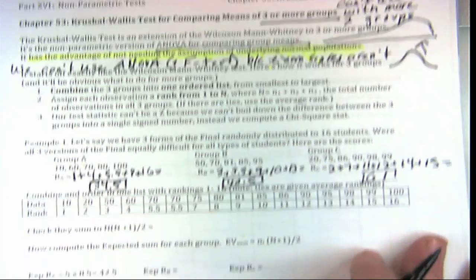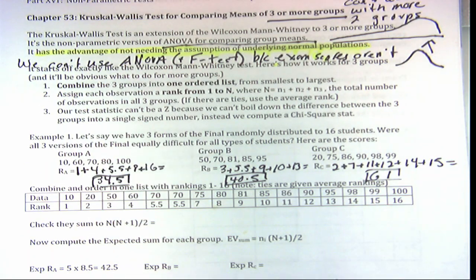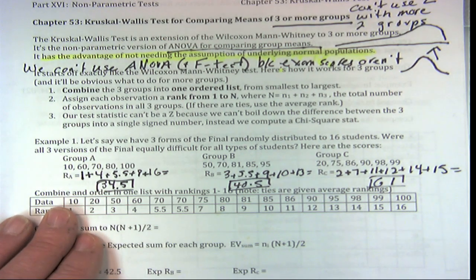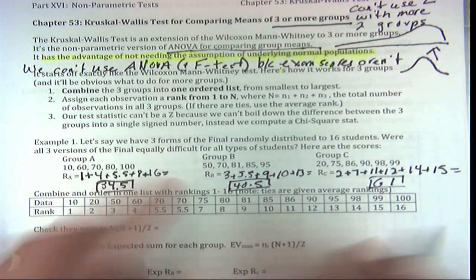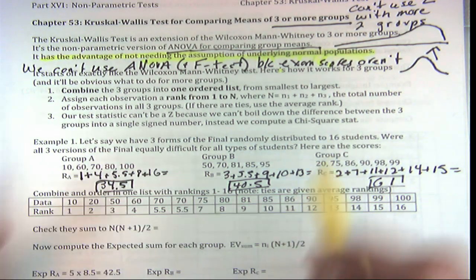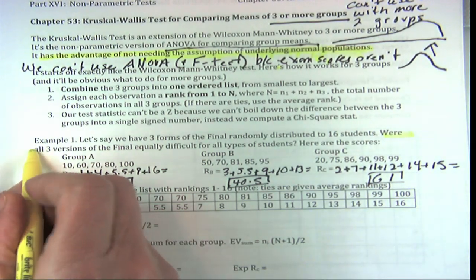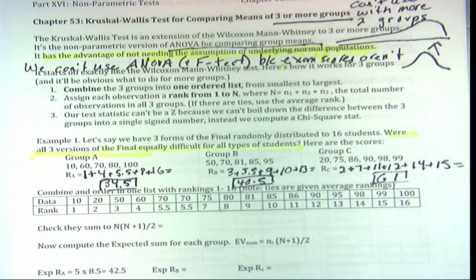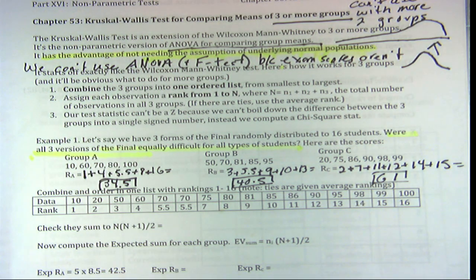All right. So those are our observed rank sums that we actually got. Now we have to think about if they really were, when the null is true, if they were really drawn from the same distribution. What we're interested in is this question. Were all 3 versions of the finals equally difficult for all types of students? That's what we're interested in.